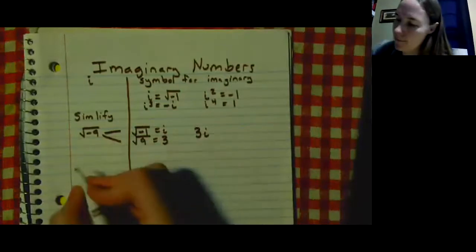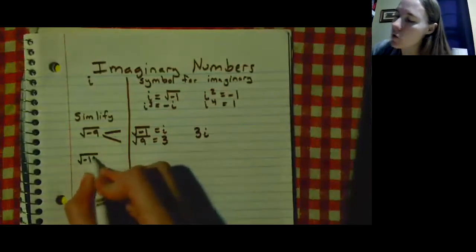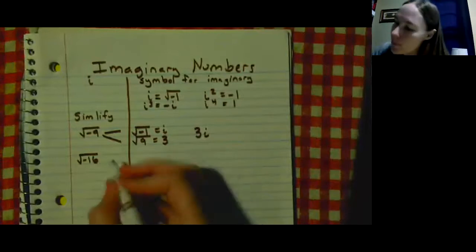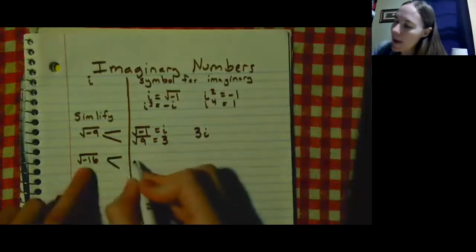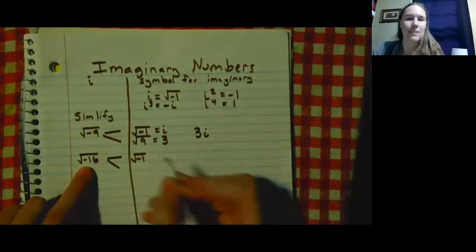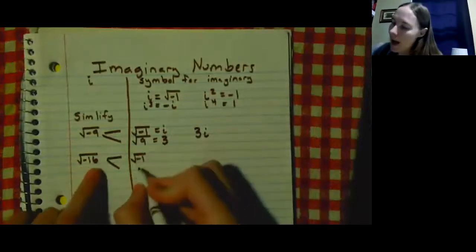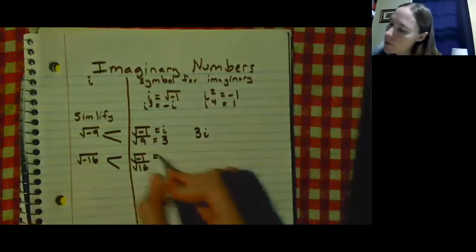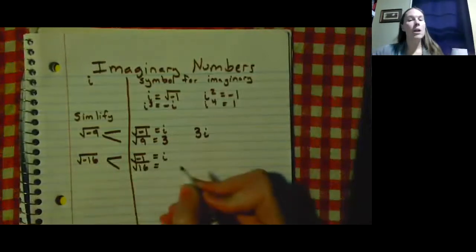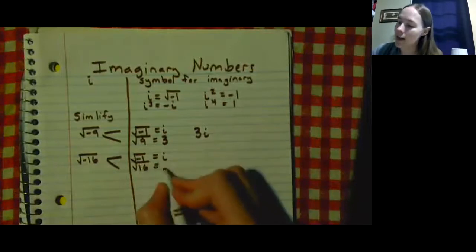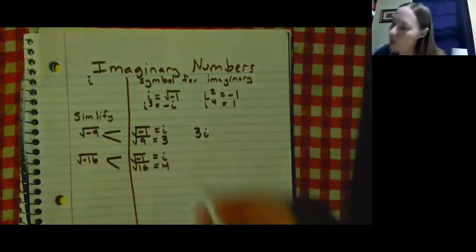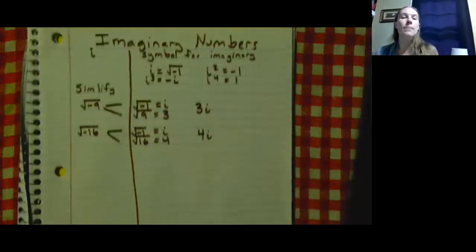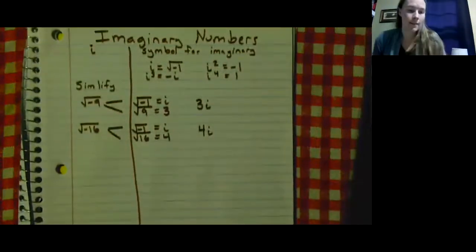Let's look at another one. Say we had the square root of -16. We can do the same thing. We can break it up. So we have that negative, so we have that square root of -1, and then our number is 16. So the square root of -1 is i, and we know the square root of 16 is 4. So our answer is 4i. That's our simplified form of the square root of -16.